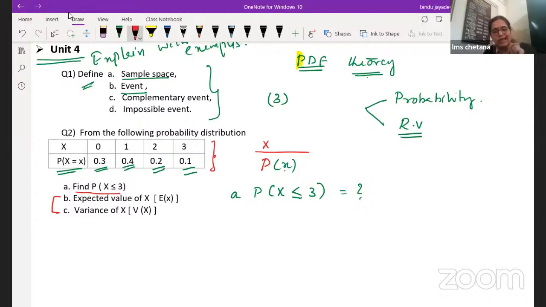In this particular example, I included the question: what is the probability of X less than or equal to 3? In the examination, they can ask you probability of X less than or equal to 2, X greater than or equal to 3, like that. But the pattern is the same. Now, please listen carefully. What is the answer? It's very easy. We already discussed these questions in the class.